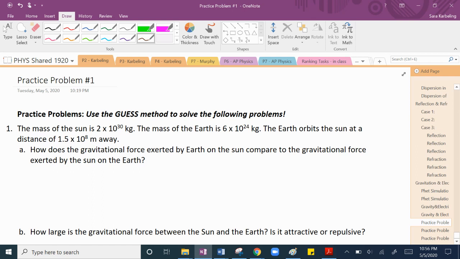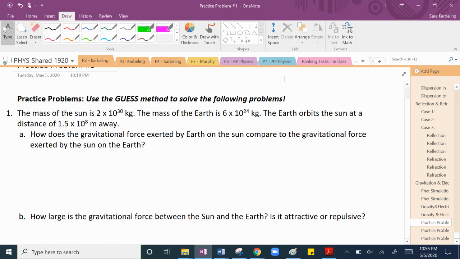Okay, so question one says the mass of the sun is 2 times 10 to the 30th kilograms, and the mass of the earth is 6 times 10 to the 24th kilograms. The earth orbits the sun at a distance of about 1.5 times 10 to the 8th meters. I guess that should maybe not say away, but either way, it doesn't matter. So, first of all, those are pretty big numbers, right? We're talking about the sun, which is enormous, and the earth, which is still pretty darn big. So I just want you to be aware of what we're talking about size wise there. It's a lot of stuff.